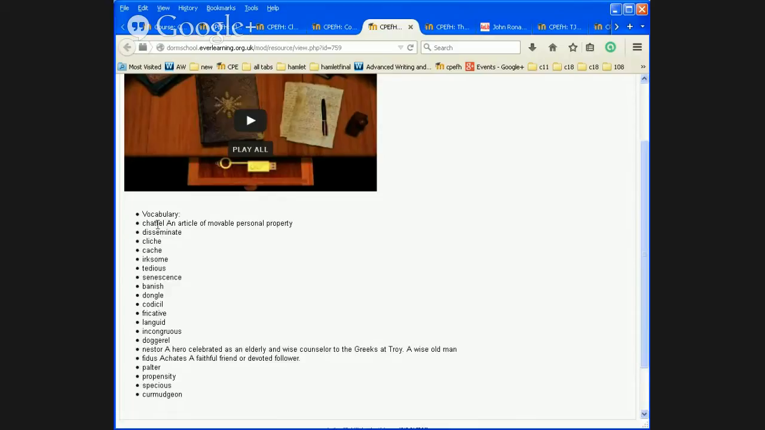Chattel, you heard of the word chattel? Turns out it's specifically a legal term for those articles that might be part of an inheritance that are movable personal property. Disseminate. He actually defines the word disseminate in there.